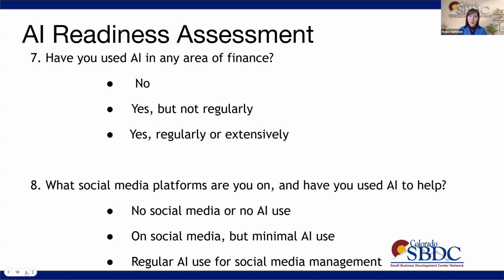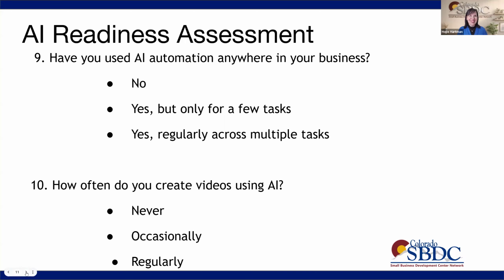So the first is you have no social media or no AI use with your social media. The second option, on social media but minimal AI use. And the third is regular AI use with your social media. Okay, we're almost done. Have you used AI automation anywhere in your business? No. Yes, but only for a few tasks. Yes, regularly across multiple tasks.